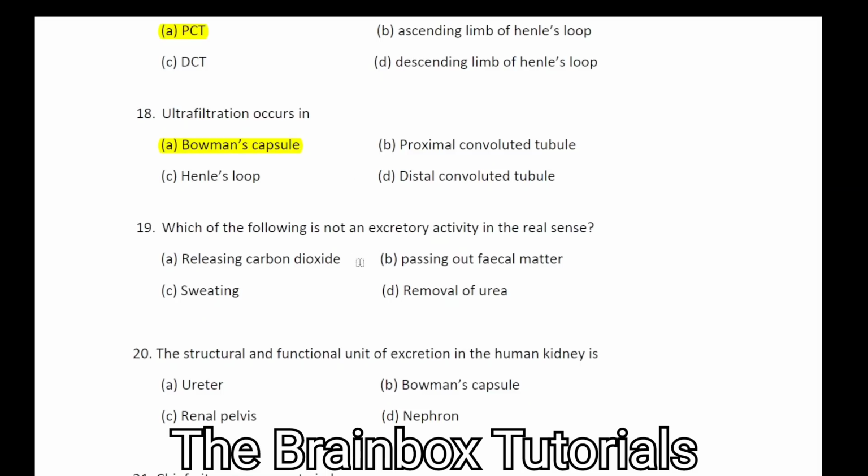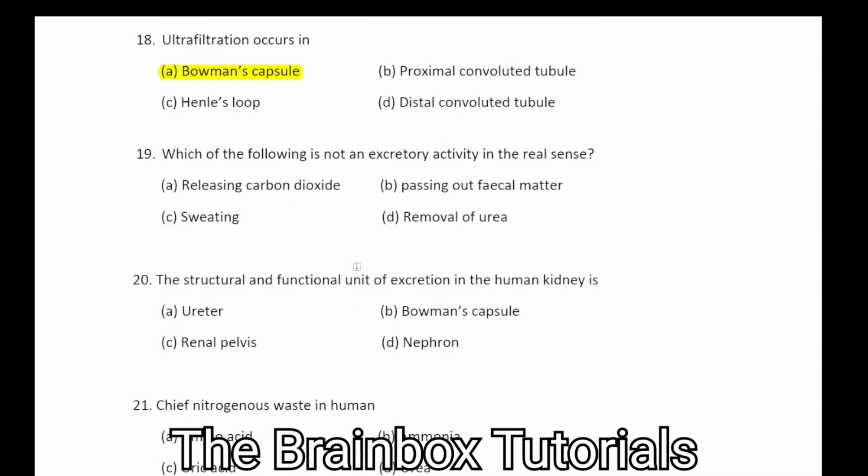Number 19, which of the following is not an excretory activity in the real sense? Remember, in the real sense. So, options are option A, releasing carbon dioxide. Option B, passing out fecal matter. Option C, sweating. And option D, removal of urea. And the correct option is B, passing out fecal matter.